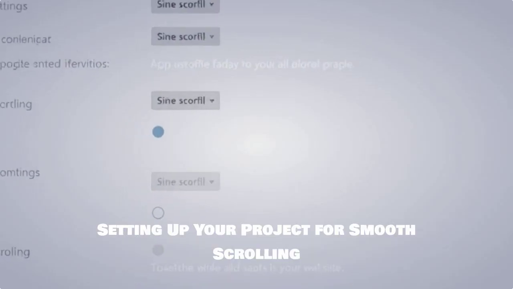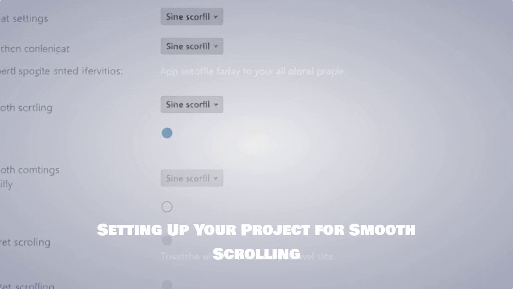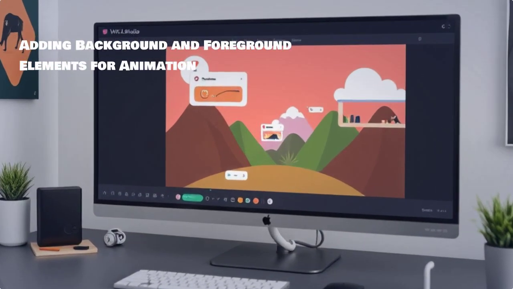Now, let's set up our project. Make sure to enable smooth scrolling in the settings to get started. Next, we'll add some dynamic background and foreground elements to enhance the animation. Drag and drop items seamlessly.